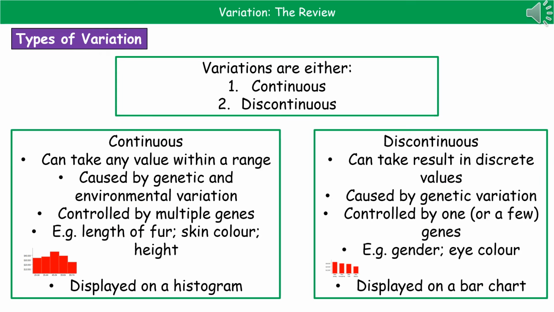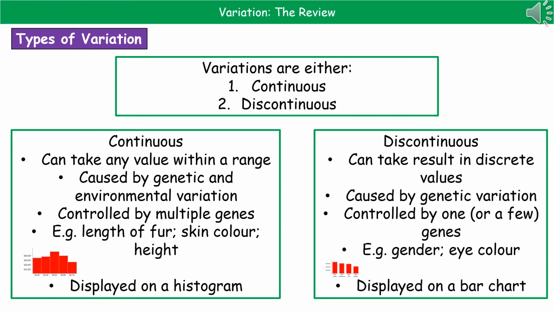When it comes to considering how we can actually display our data on variation, variations are either continuous or discontinuous. The continuous ones can take any value within a range, and these are caused by genetic and environmental variation. They'll be controlled by multiple genes, and some good examples here are skin colour, length of fur, height, etc. So because they can take any value within a range, we display that on a histogram, which, remember, are the ones where the bars all touch each other.